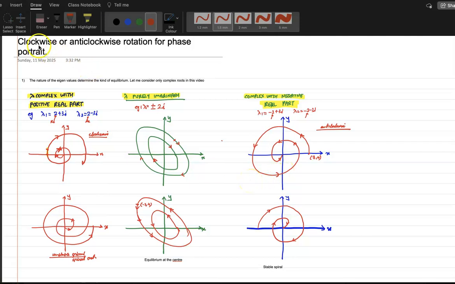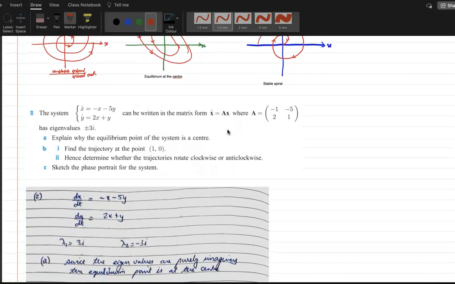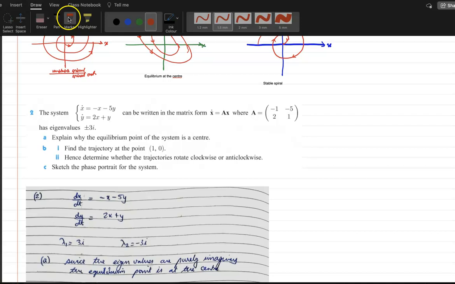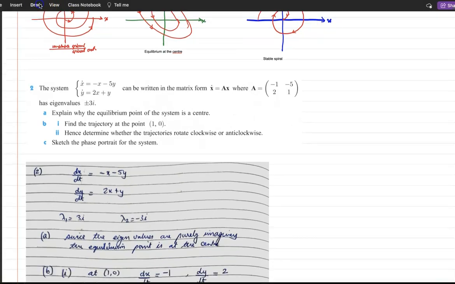Now, how do you decide whether it's clockwise or anti-clockwise? This is exactly what I'll be explaining. Just looking at the eigenvectors or eigenvalues, we cannot say that. We have to know the equation as well. That's the motive of this video. So let me start with the explanation.